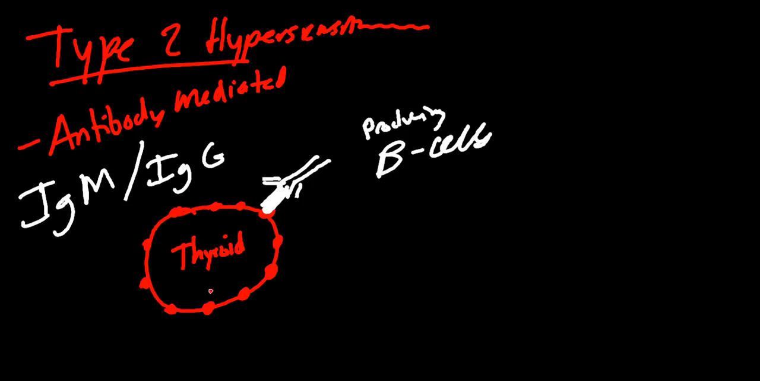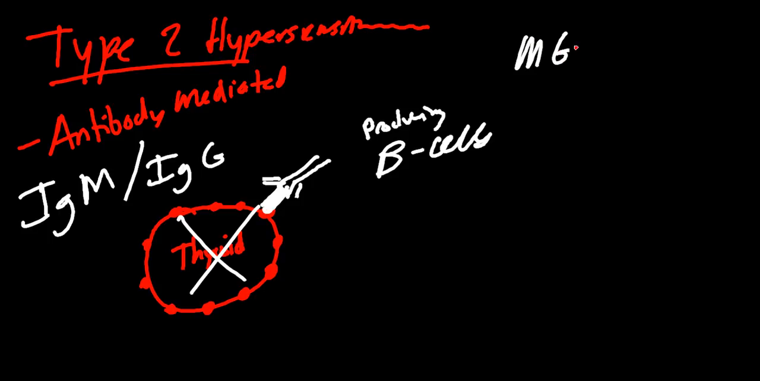So the net result is pretty much going to be this cell gets knocked out. It becomes non-functional in some way because our immune system attacks it by producing antibodies. So it is still antibody mediated. So this is going to be the type 2 reaction. So what kind of diseases do we see?